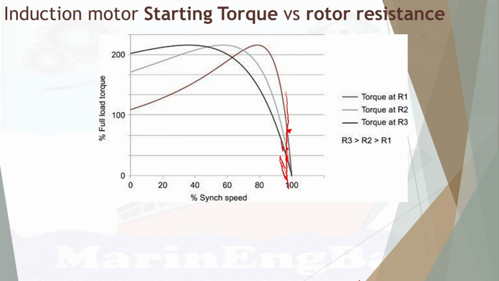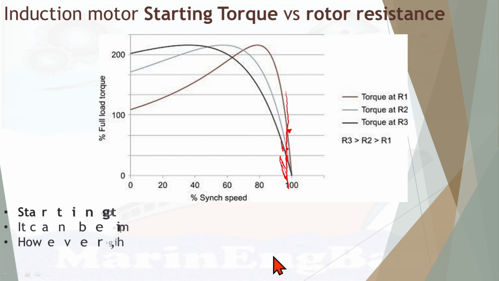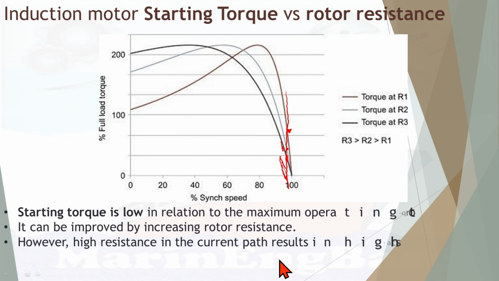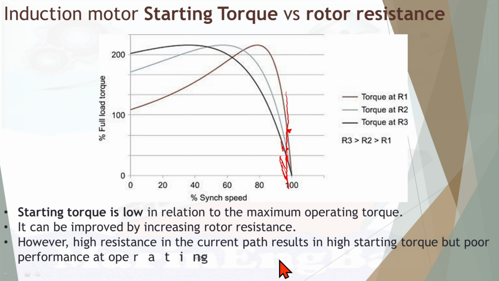So in this case, it's clear that blindly increasing your rotor resistance would not give good motor performance. So we have to find some solution to elevate the starting torque as well as to maintain the running or operating torque.